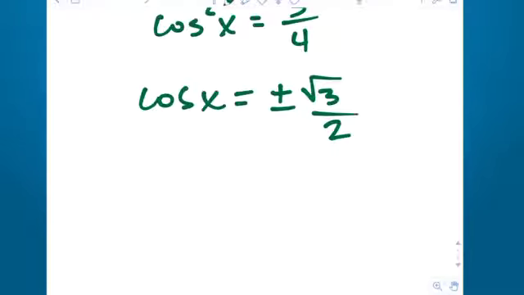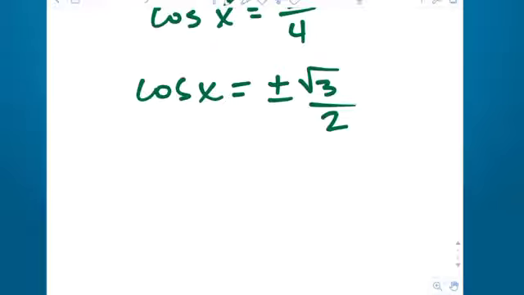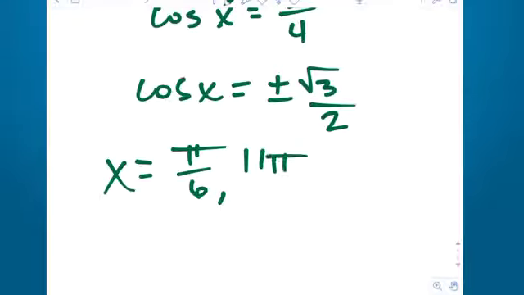All right, so now it should be pretty easy. We're looking for all of the angles x between 0 and 2 pi, where the cosine, the x-coordinate, essentially, is plus or minus square root of 3 over 2. So what's the first one in quadrant 1? Pi 6, and in quadrant 4? 11 pi 6. Those are going to be the two where it's positive, right? Quadrant 1 and 4? That's fine. And then if you want to get the two that are negative, 5 pi 6 and 7 pi 6.